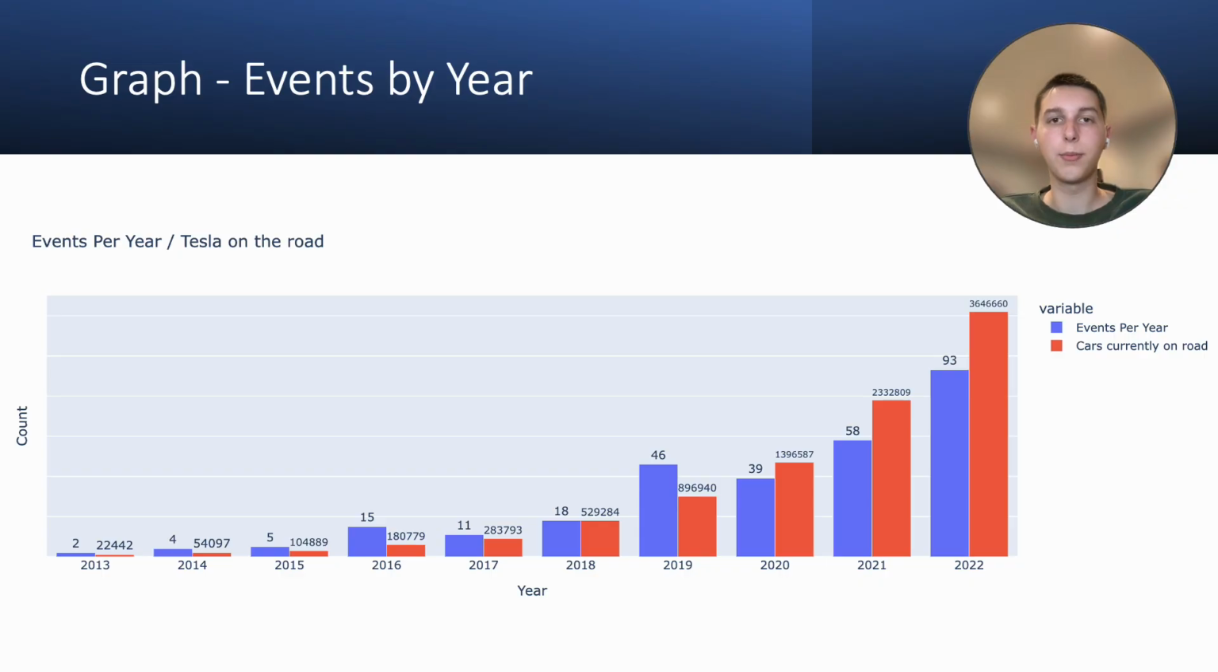Here's a graph showing the number of accidents per year. I've also added data showing the increase in the number of Teslas on the road over time. What's interesting is that while the number of accidents and Teslas on the road has increased, the number of accidents per car has actually decreased, suggesting that Teslas may be becoming safer over time.